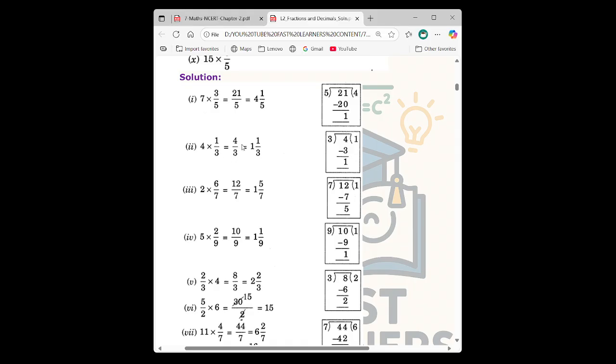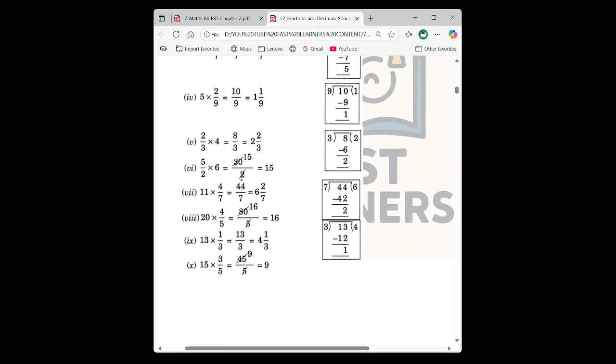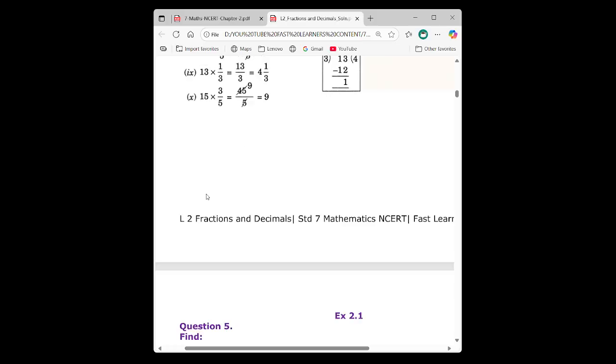Same way 4 multiplied by 1 upon 3. So it will make 4 upon 3. Now 4 upon 3, when you divide this way, the quotient 1 will come here, the remainder 1 will go up, and the divisor will come here. So when you have the answer as an improper fraction, you have to convert it into a mixed fraction. Later on, all these questions you have to complete this way only.